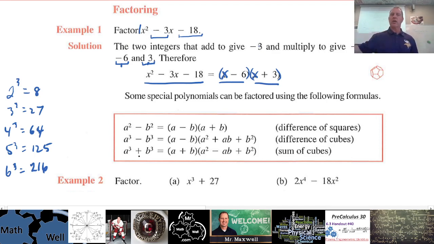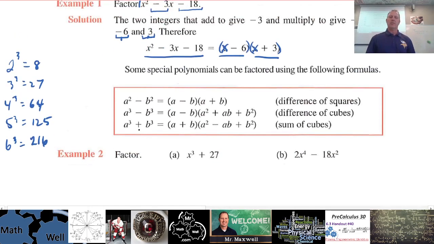Difference of squares we also talked about last day. That should be pretty straightforward. Difference of cubes, I want to show you though that a difference of cubes also has a pattern, and it's kind of similar to the difference of squares. Both have a factor of a minus b.